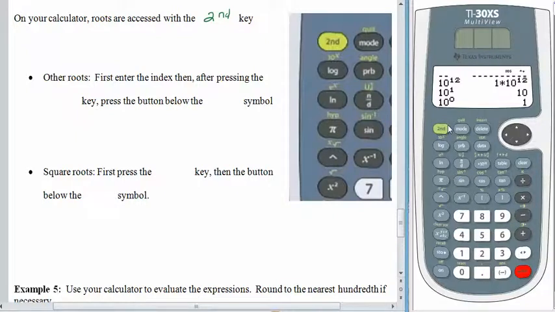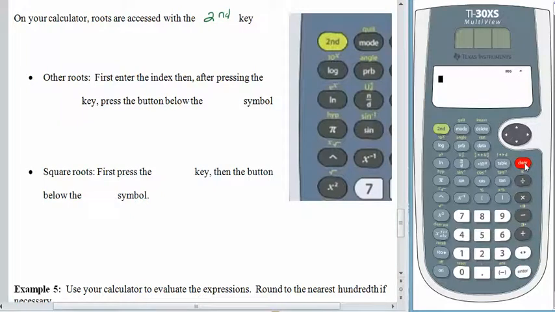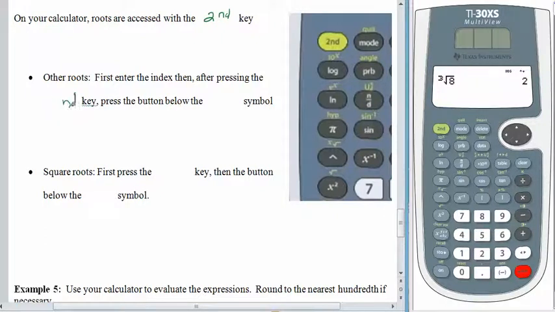All right, let's try some strange roots first. Let's try perhaps the cube root of 8. We already did that one, so at least we know the answer there. The cube root of 8. So the very first thing we need is the index. The index is a 3. And then we need the general root symbol, which is right here above the caret. So we access it with the second key and then press the button right below it. And you'll see now that the 3 moves up into that index position. We put in the 8 underneath the radical. Press the enter key and we find out that the answer is 2. So after pressing this second key, our job is to press the button that looks like this, and that gives us the general radical.